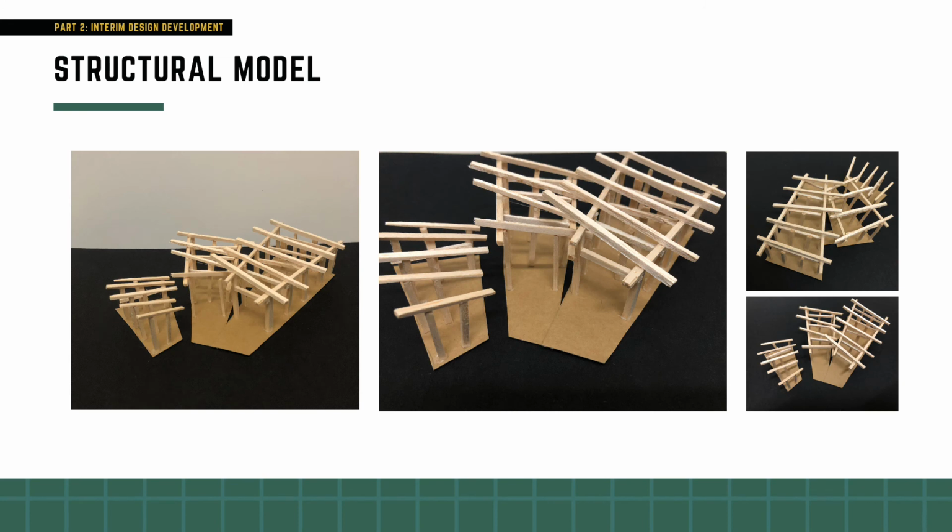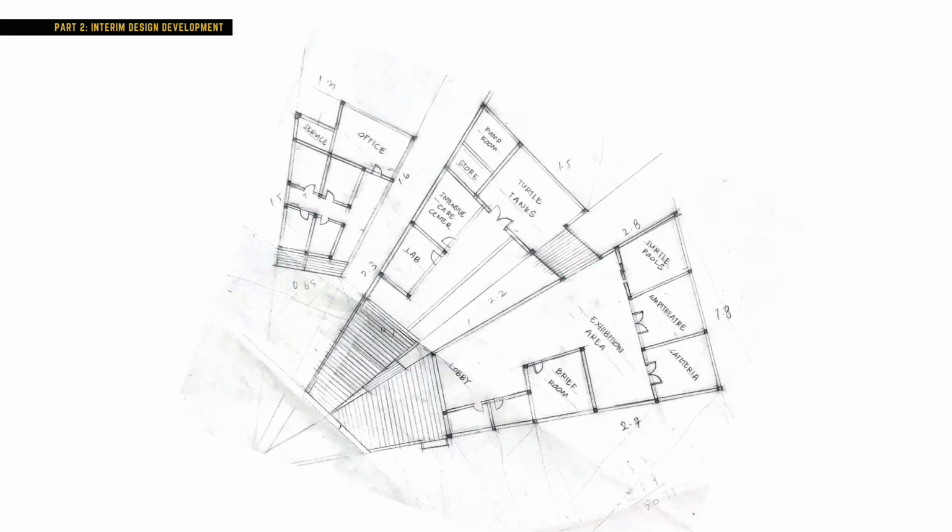Next are the structure models. They show the use of post and beam as the main structure of the building. As for the roof, as shown in the previous drawings and models, monopitch roof trusses are used. This is the detailed floor plan on the positions of the columns.